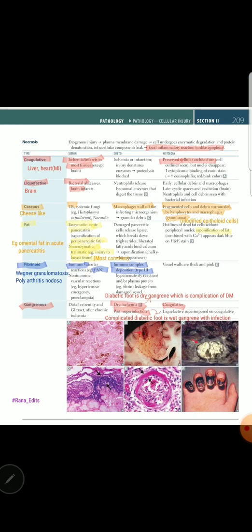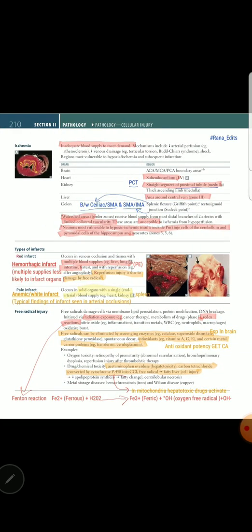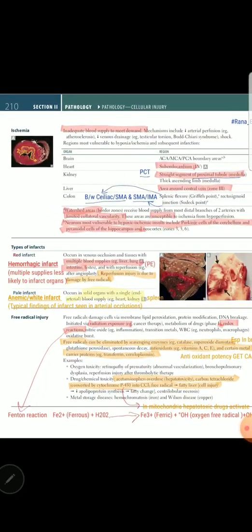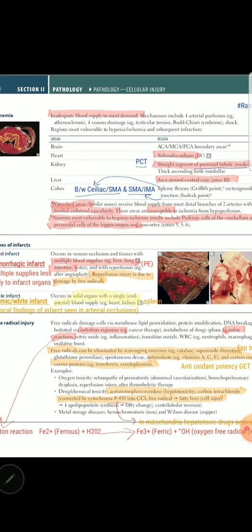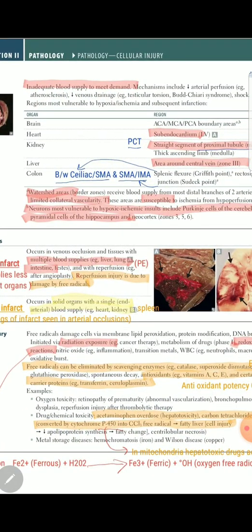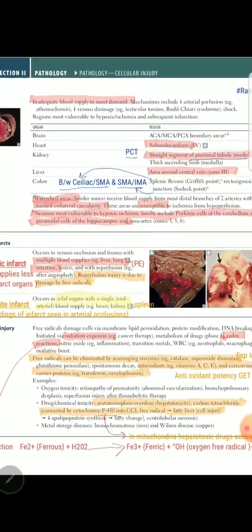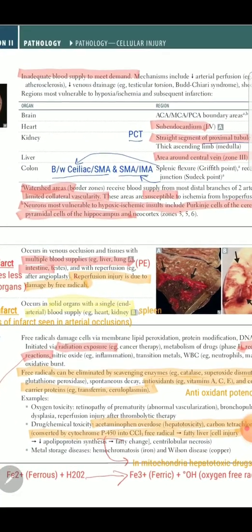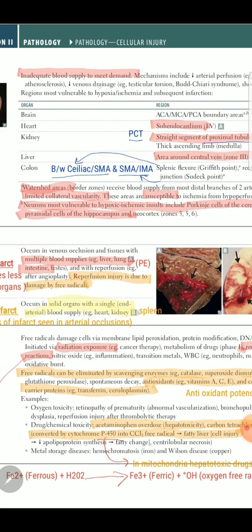And now moving on to the next page, 210, ischemia, infarcts, and free radical injury, three very general topics. We know that ischemia is basically inadequate blood supply to meet the demand. So the first question is asked from its definition, and one of the reasons is hypoxia due to decrease of oxygen reaching through the blood vessel. Hypoxic ischemic injury, that is called.